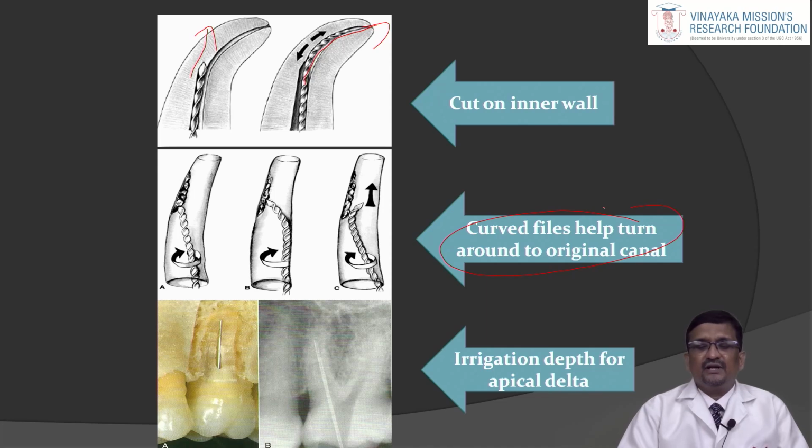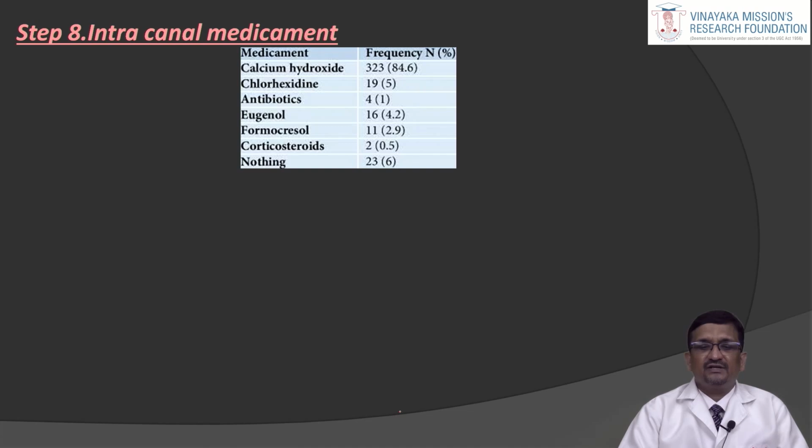And you should know irrigation depth. Your irrigation depth during the final stages should be near the apical delta. Only then you have done a sufficient cleaning and shaping.